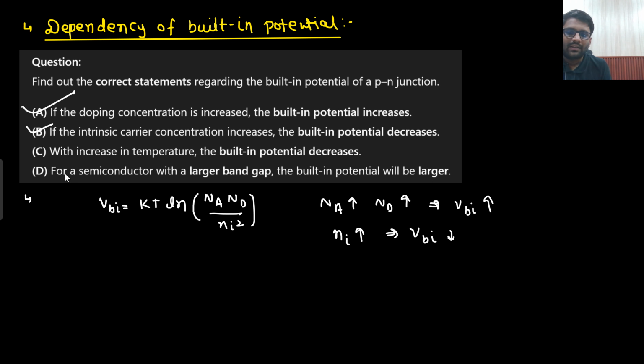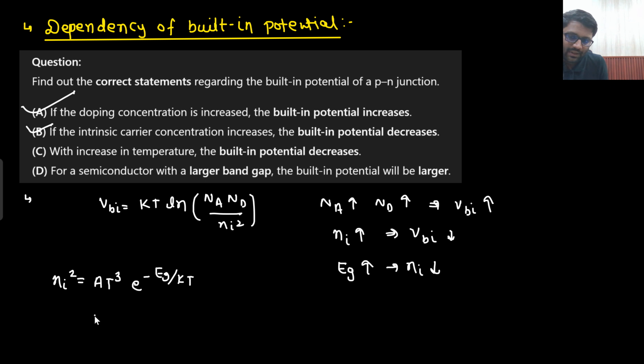Let's see this one. For semiconductor with larger band gap, the built-in potential will be larger. What does that mean? If larger band gap, if Eg is large, Ni will be low. Why Ni will be low? Because you know that Ni square is some constant T to the power 3 e to the power minus Eg by kT. So if Eg is more, then this particular value is more. That means this particular value is less. That means Ni is less, right?